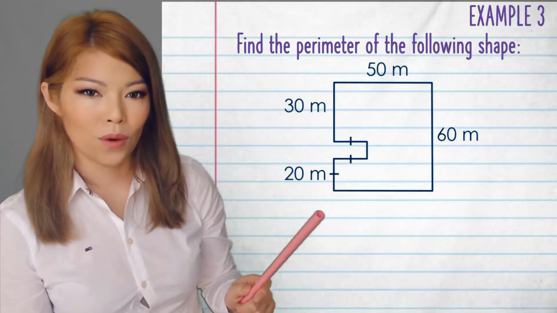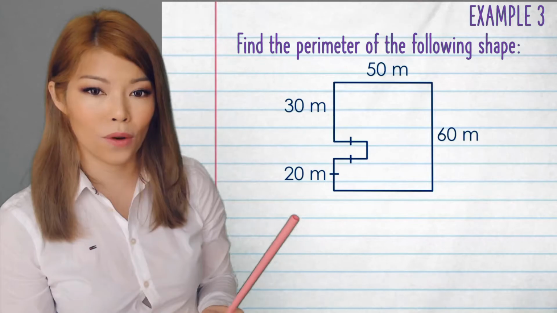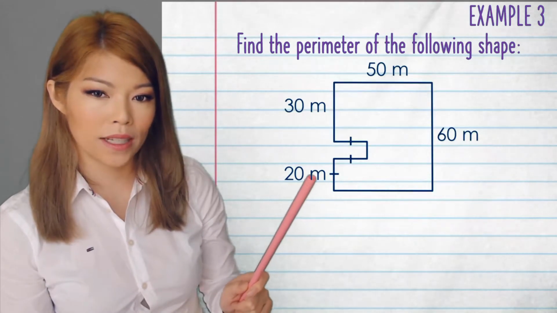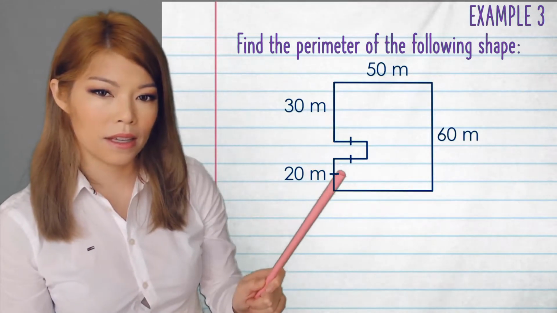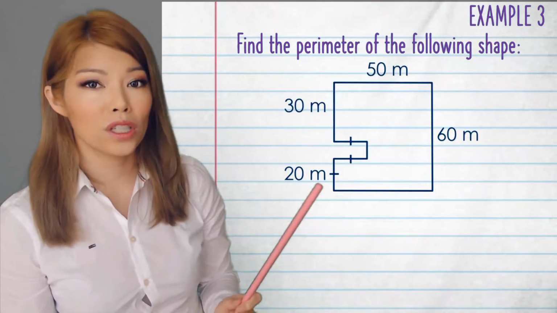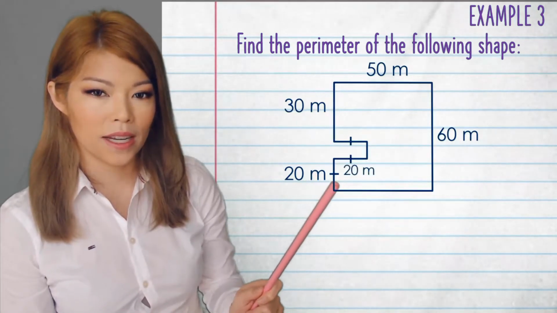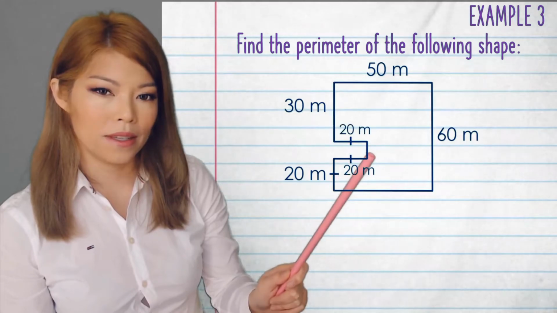Next example, when we get an example like this with lots of missing sides, it's a good idea to fill it in before we start. So I know that 20 is going to be the same as these two, and then I'm missing a few sides. Once you start filling it up, the question becomes a lot easier. So let's do what we know straight away. So the 20 goes there and there. Now we're missing that side.